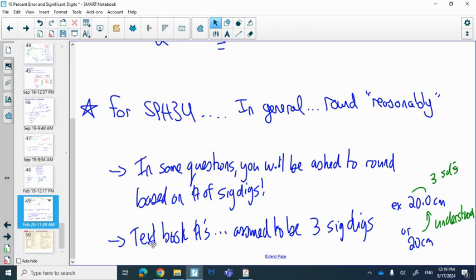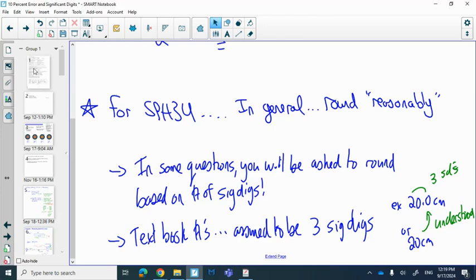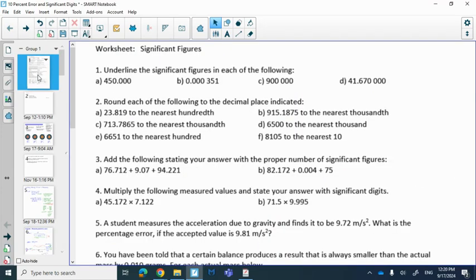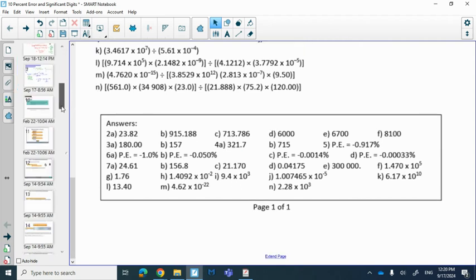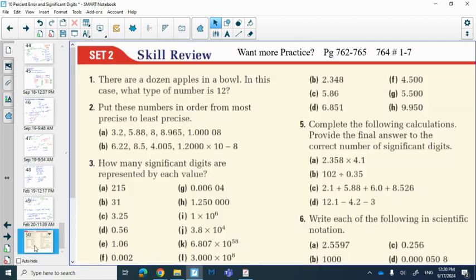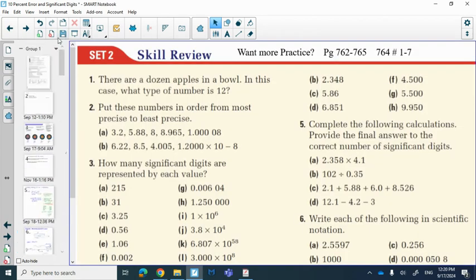Okay. And the other note is textbook numbers always are assumed to be three significant digits. So if they just said 20 centimeters, what they're meaning is 20.0. So there's a bit of a possible seeming inconsistency happening maybe in some areas of the textbook, and that's why. All right. So these are your questions to do. There's even answers there to help you along the way. If you want more practice, there's one down the bottom as well.